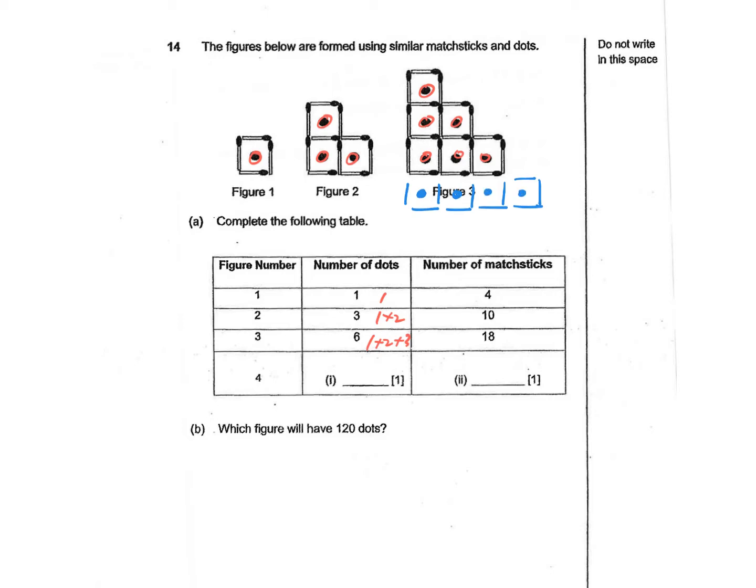So how many dots are in figure 4? In the first row, we have 1 dot, second row, 2 dots, 3 dots in the third row, and 4 dots in the fourth row. So the total sum is going to be 10. So 10 dots in figure 4.